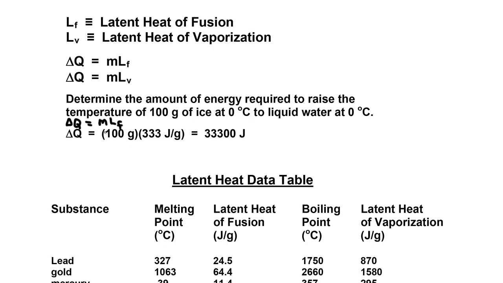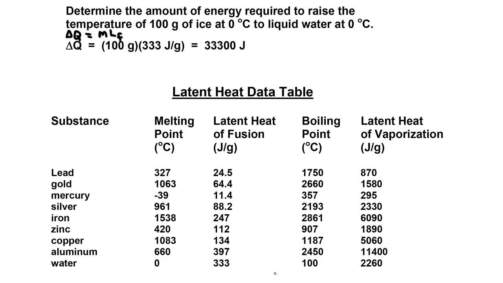So we plug in the mass, 100 grams, and then we look at our data table for water. The latent heat of fusion for water is 333 joules per gram. So we put that in, 333 joules per gram. When we multiply, we get 33,300 joules. So if we had 100 grams of ice at 0 degrees Celsius, it would require 33,300 joules of energy in order to convert that ice from the solid state to the liquid state.